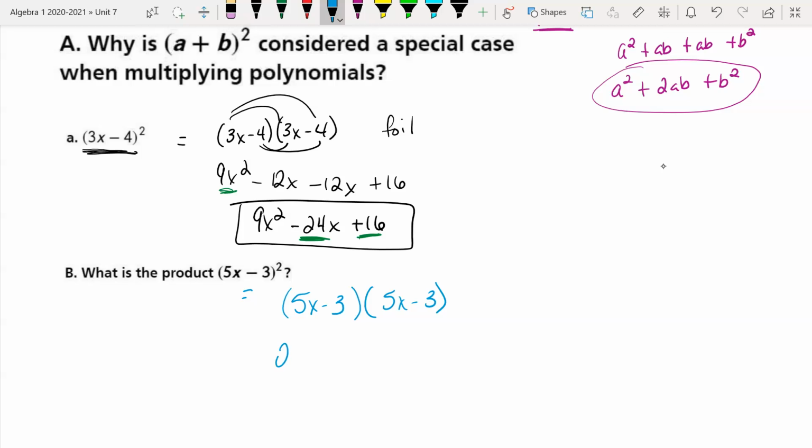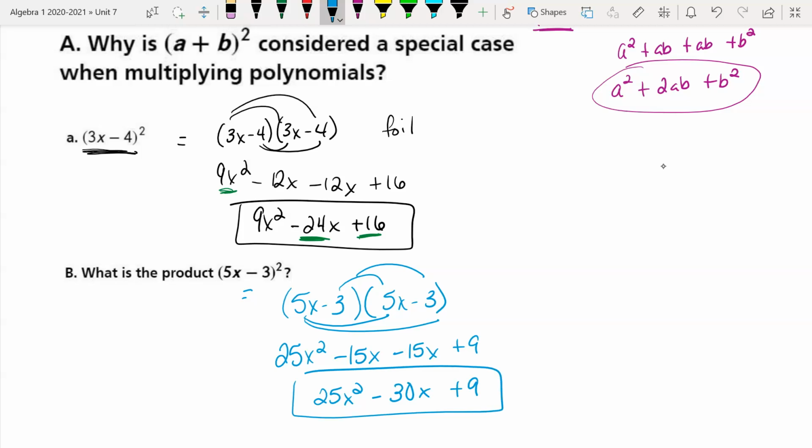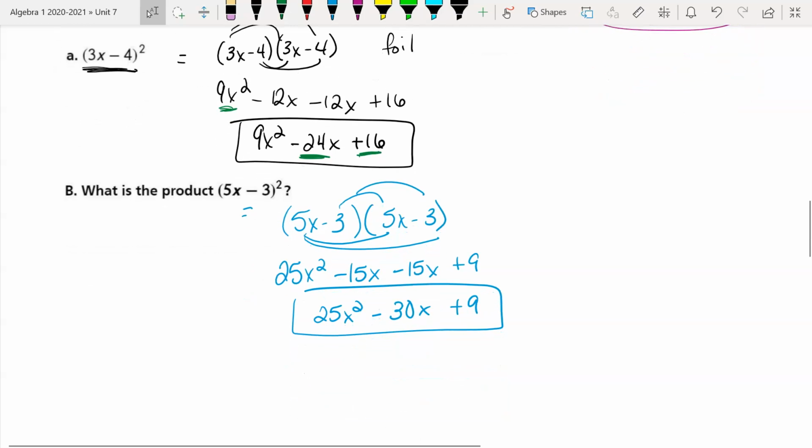So 5x times 5x gives me 25x squared. 5x times negative 3 is negative 15x. So I did those two first. Now I'm going to do the inside, which would be negative 15x as well. And then the last, which would be a positive 9. So my answer should have been 25x squared minus 30x plus 9 because I can combine my two negative 15x's.